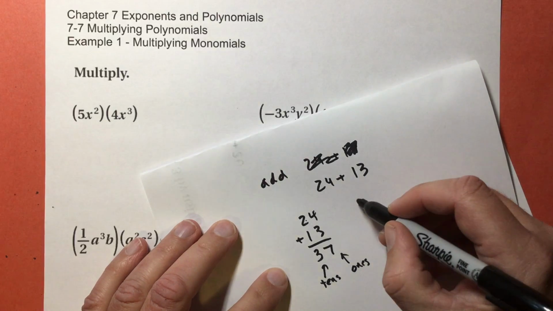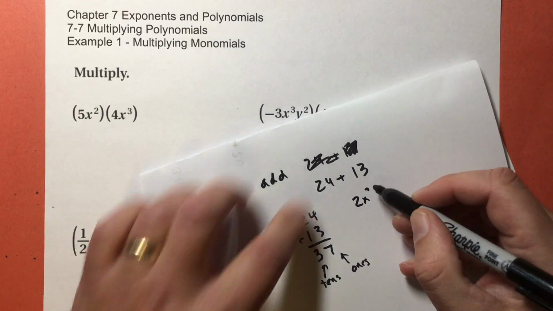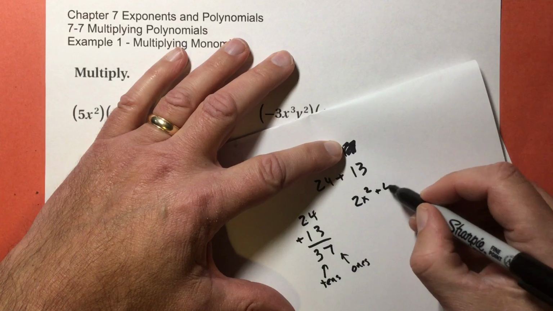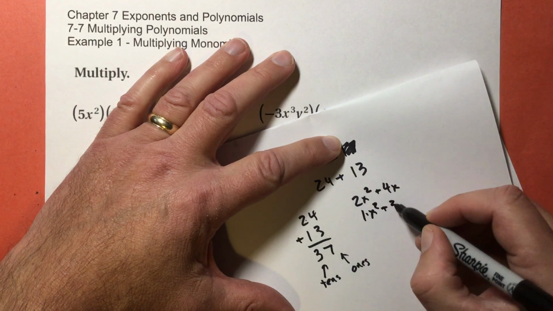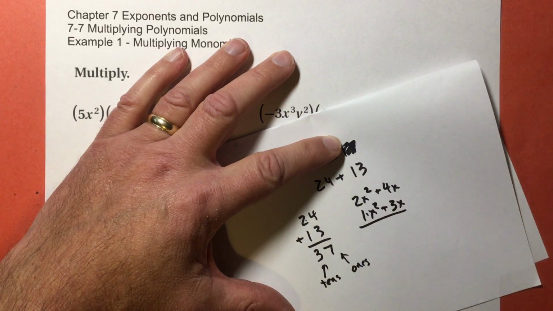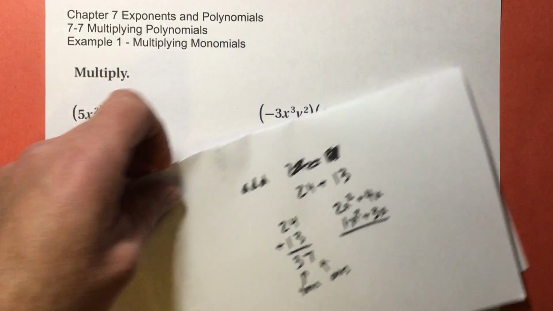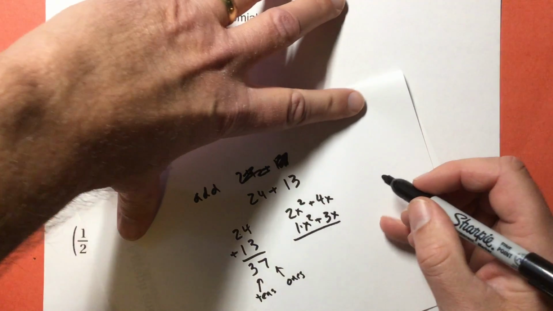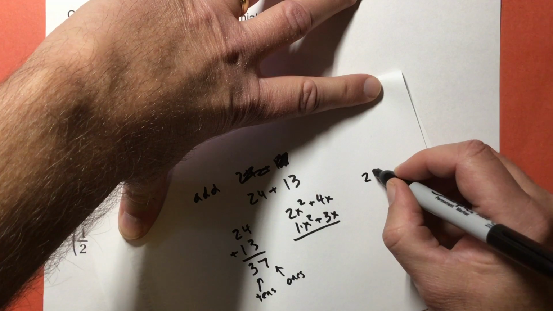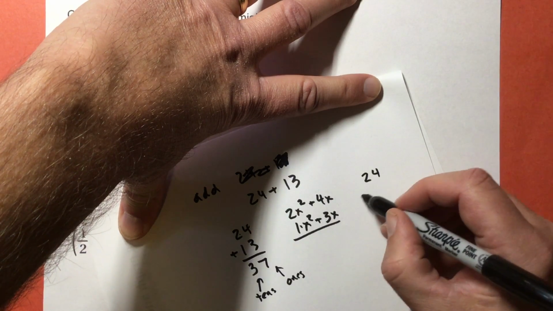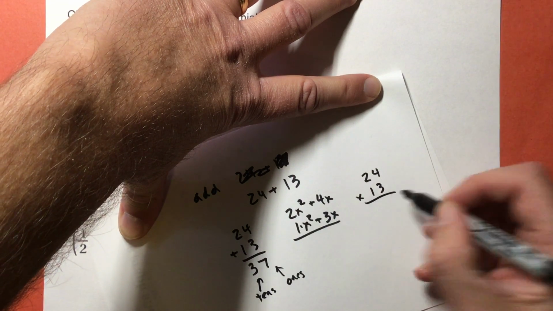And the same thing happens if I do 2x squared plus 4x and 1x squared plus 3x. So we add things by place value. But what if I multiply? And let's just keep it simple, okay? So I'll use the same numbers. What if I multiply 24 times 13?